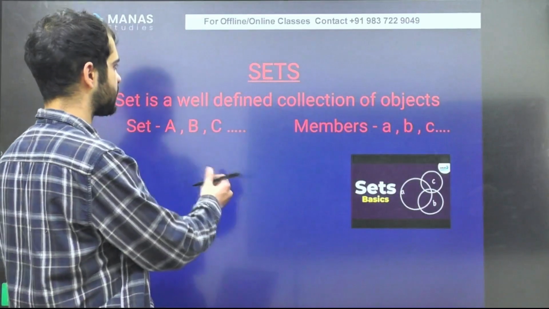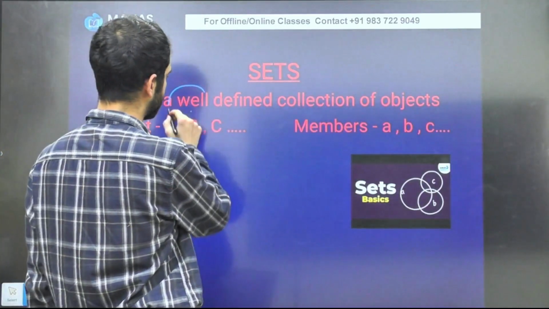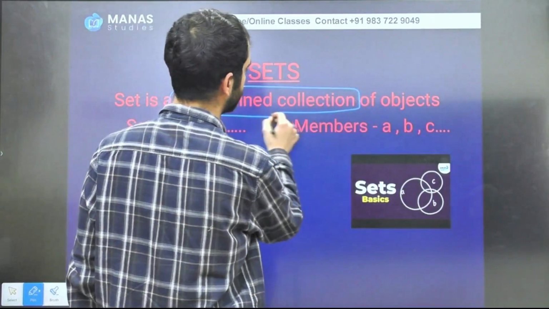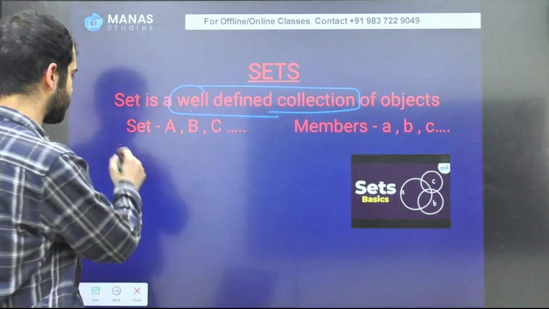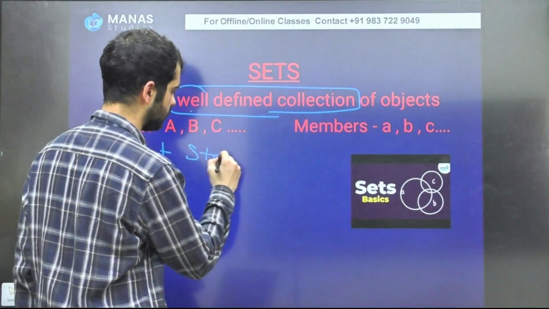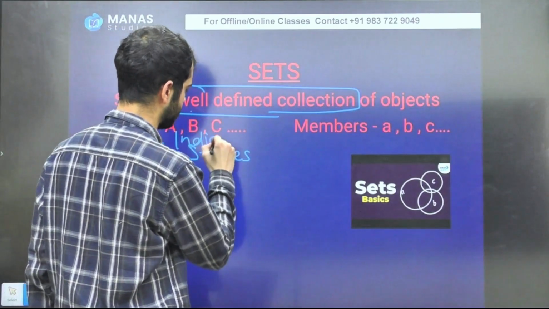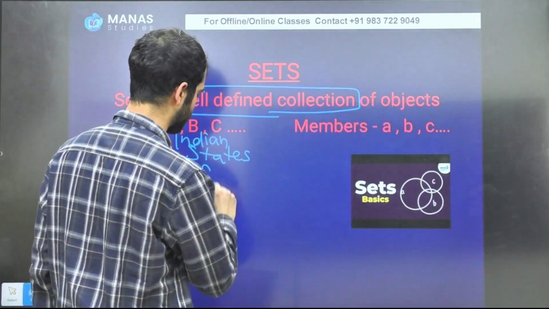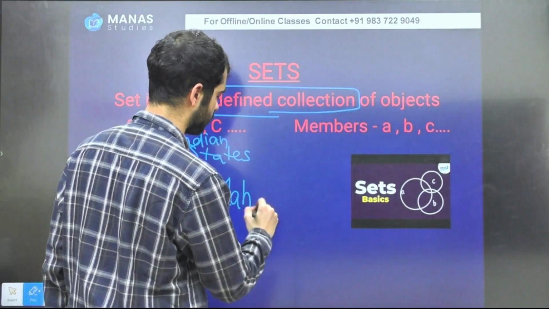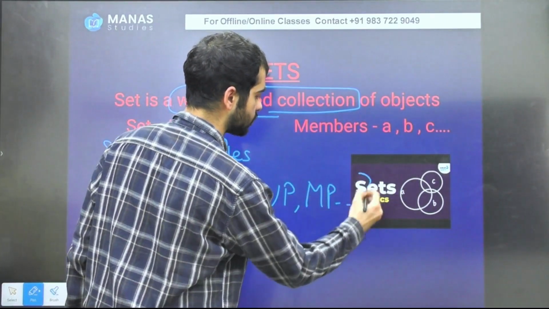So now what is a set? The definition of a set is a well-defined collection of objects. For example, the set of Indian states. This set will comprise Maharashtra, Uttar Pradesh, Madhya Pradesh, and so on.